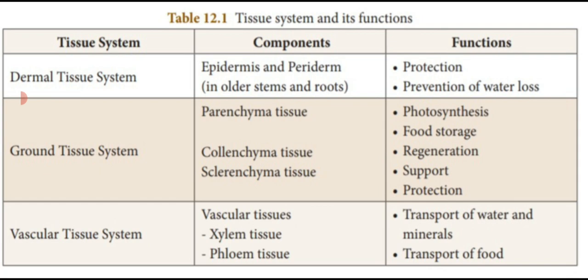Xylem transports water and minerals, an important 1-mark question. Dash tissue transports water and minerals, that is xylem tissue. Then dash tissue transports the food material, the answer is phloem. So the different components and functions of tissue system is an important 4-mark and 7-mark question.